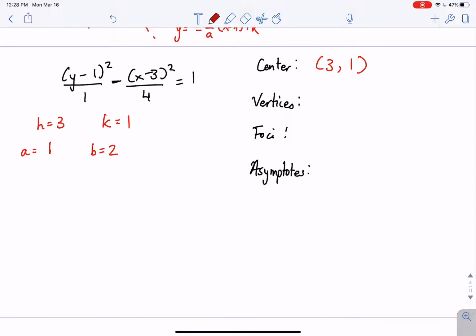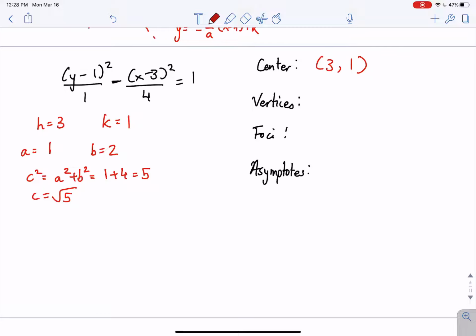So notice here that a is smaller than b. That's fine in a hyperbola. In an ellipse, a is always the bigger number because that makes the major axis. In the hyperbola, a is just the direction of the hyperbola. It could be small, it could be big. In this case, it's smaller. C is still the a squared plus b squared. So that's 1 plus 4. It's 5, so c is square root 5.